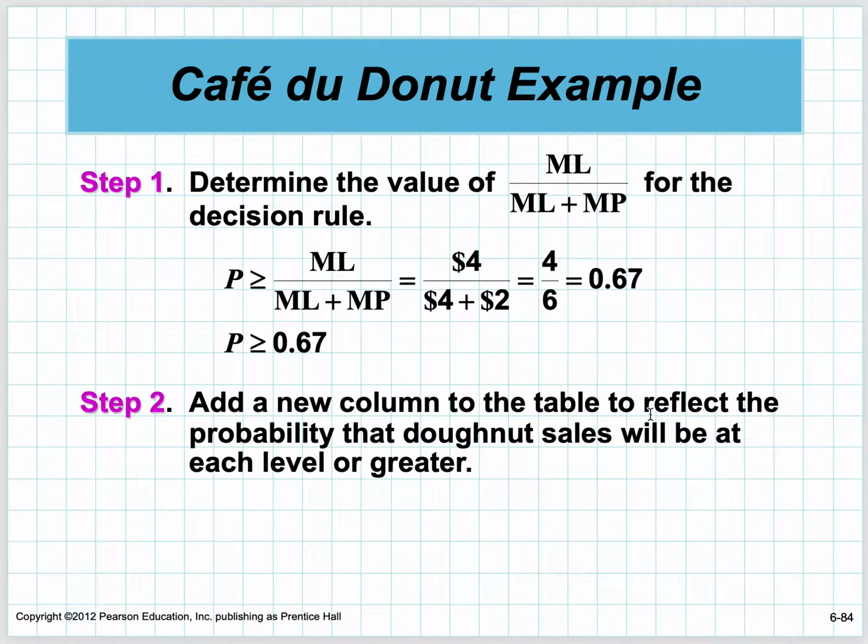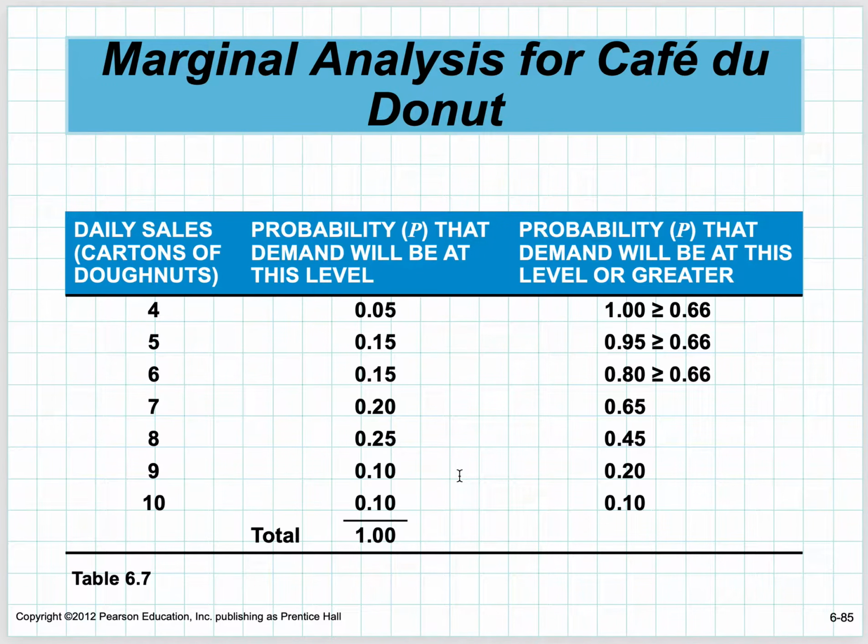Add a new column in the table to reflect the probability that donut sales will be at each level or greater. So it's a backwards cumulative distribution. Usually when we do cumulative, we start up here, we go 5%. The next one is 5 plus 15, which is 20. Add another 15. No, this way: start at the bottom, 10%. Now, what's the probability that I will sell 9 or greater? It becomes 10 plus 10 is 20. This one becomes 20 plus 25, 45. So you add this all up.